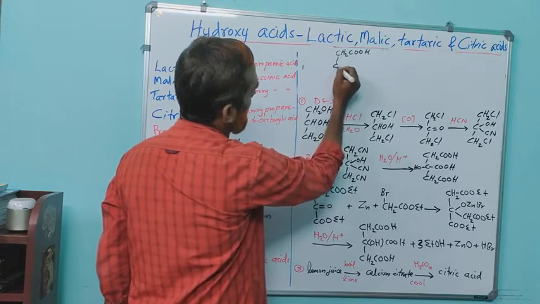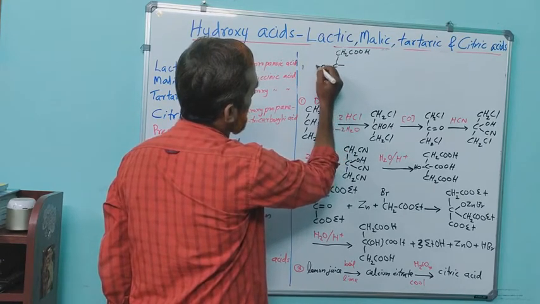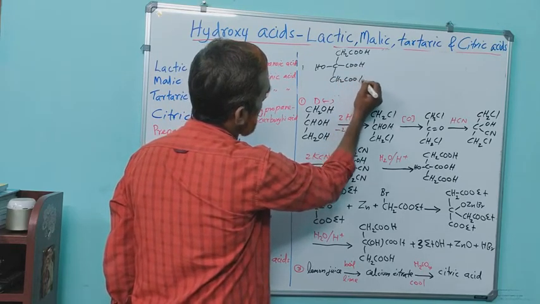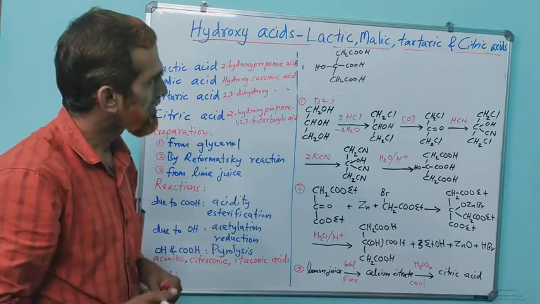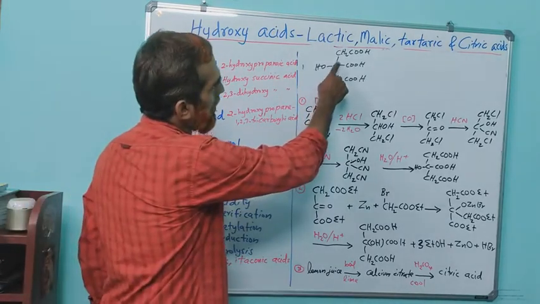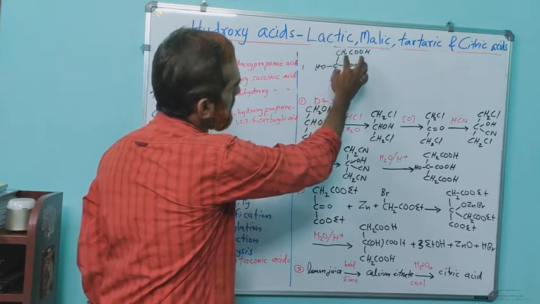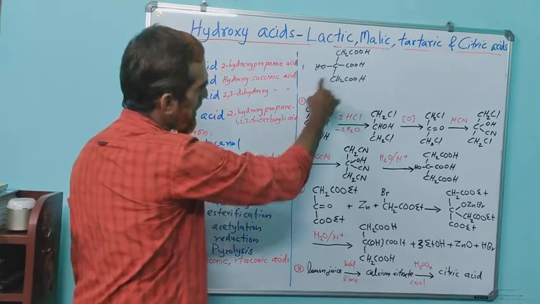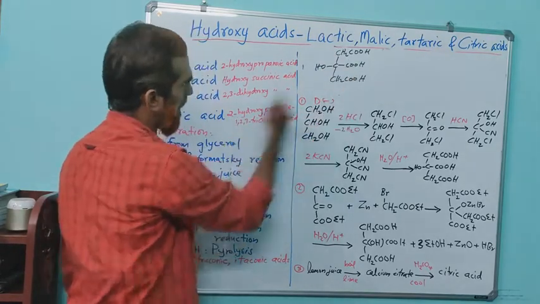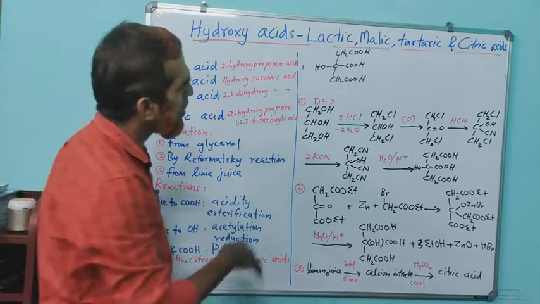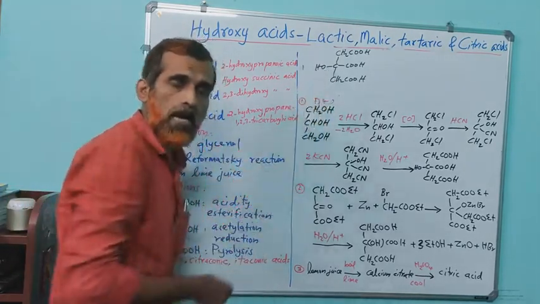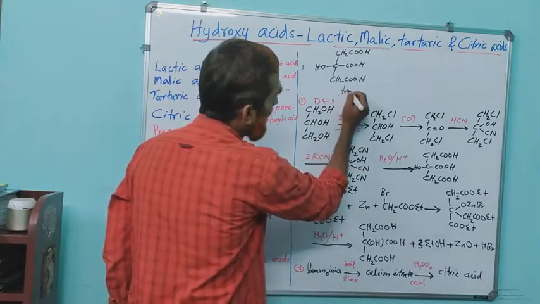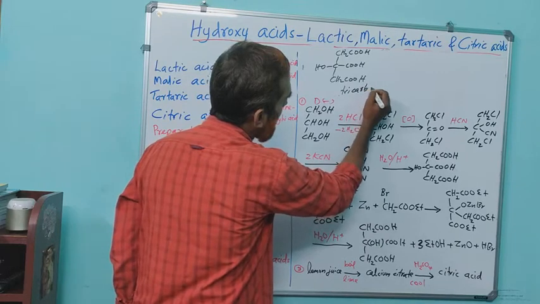CH2COOH, then C(OH)COOH, CH2COOH. Look at this. See? It is 1,2,3 tricarboxylic. It is propane 1,2,3 tricarboxylic acid, and you have a 2-hydroxy. This is also called beta-hydroxy tricarboxylic acid, that's another name. Tricarboxylic, that's a common name.